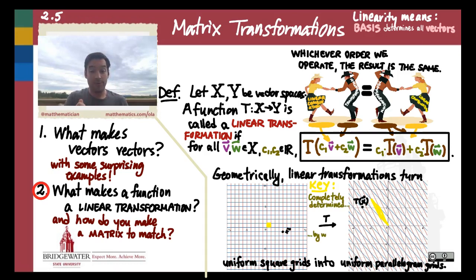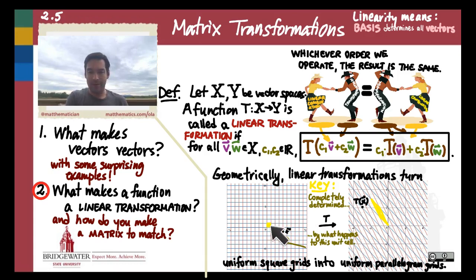And here's a key observation. This is in fact going to be the key observation that's going to get us to matrix land in the next video. Because this uniform grid is transformed into a uniform grid, and because we have linearity, the linear combination that defines my vector space, this transformation T, this grid on the right, is going to be completely determined by what happens to just one of the squares in my grid on the left.